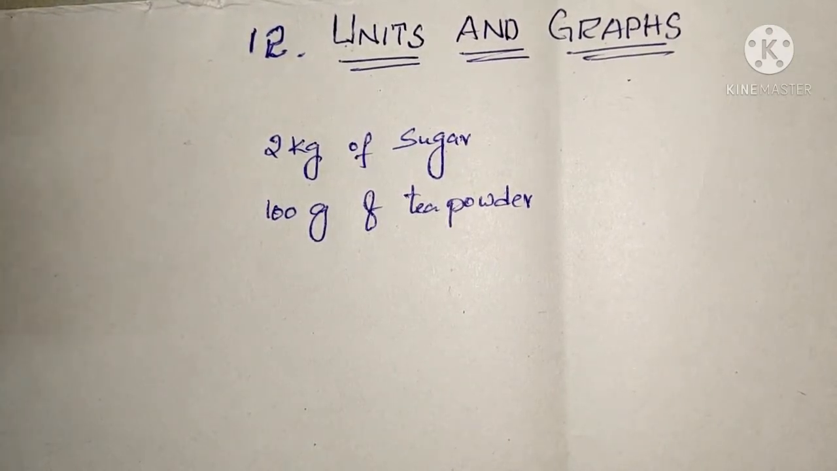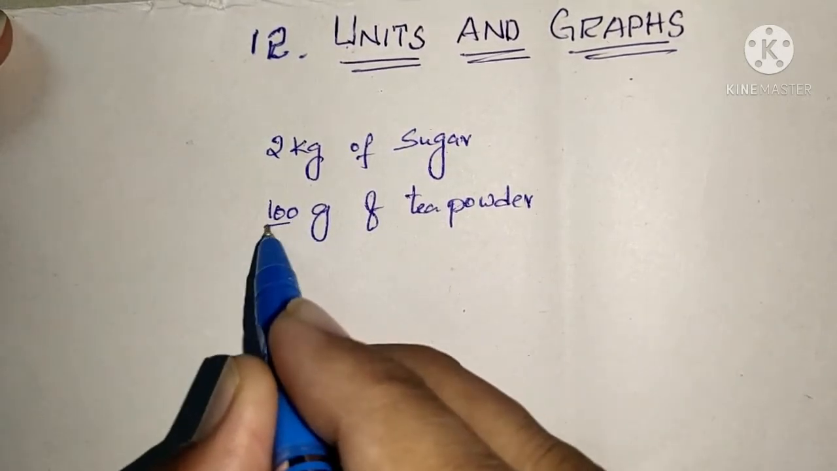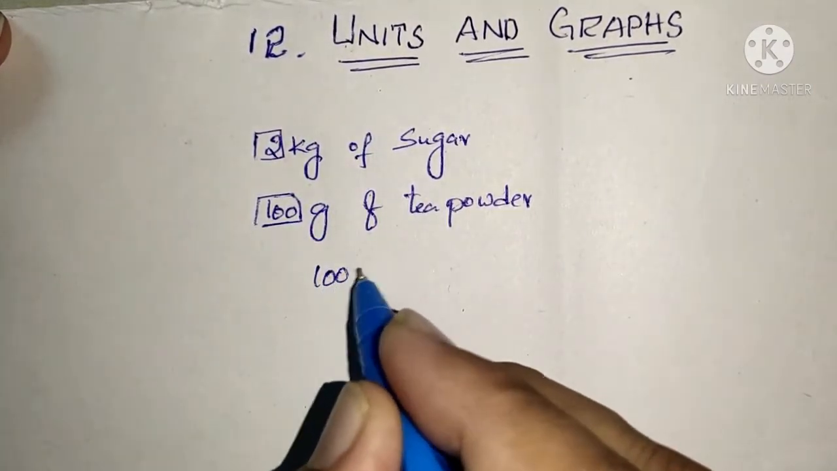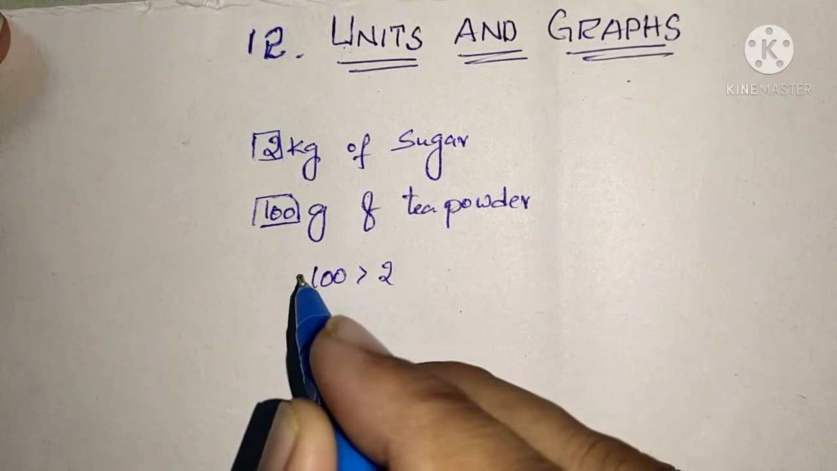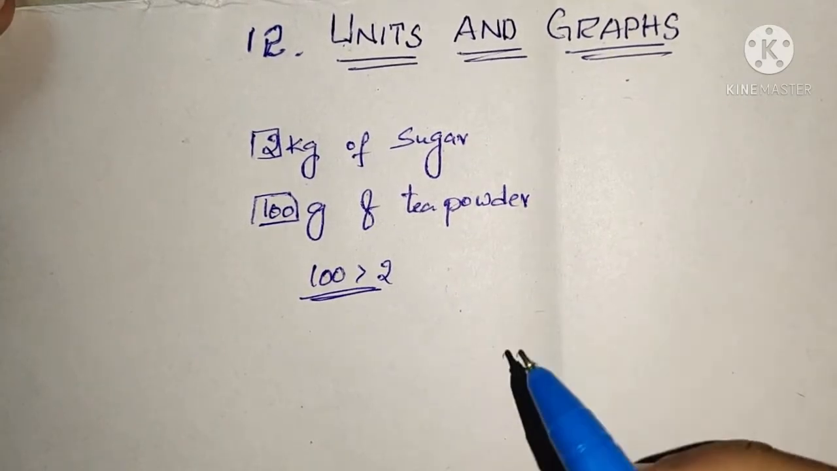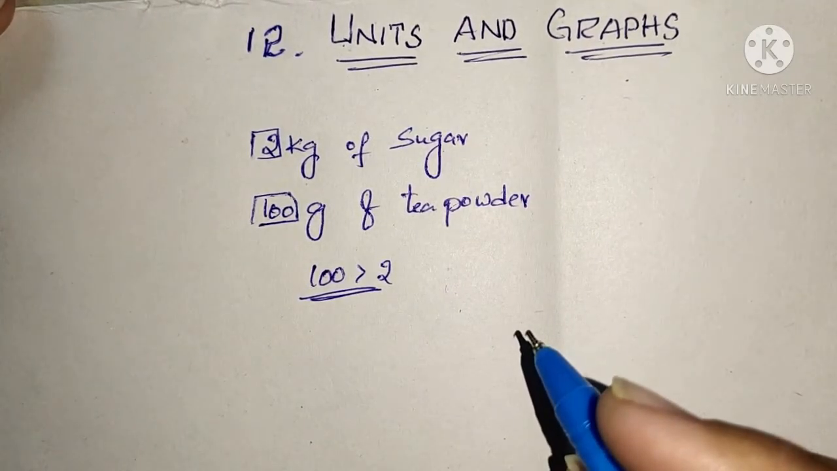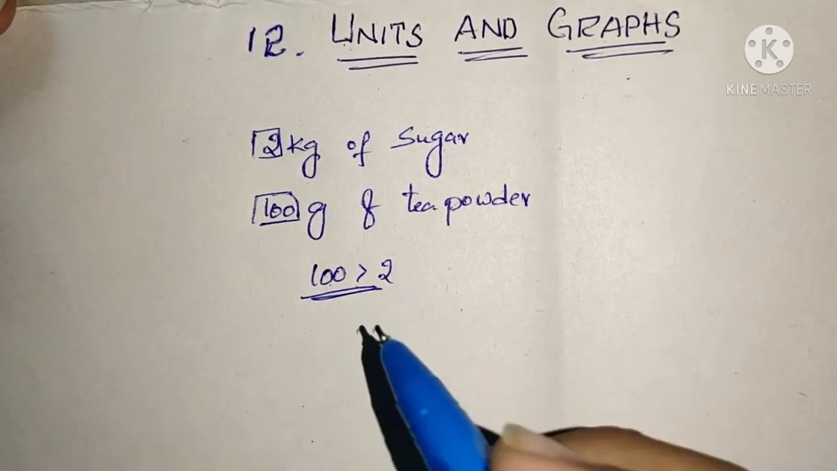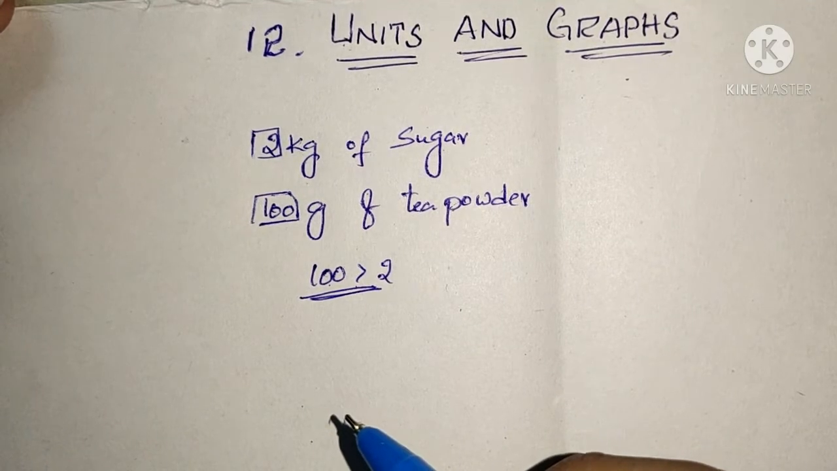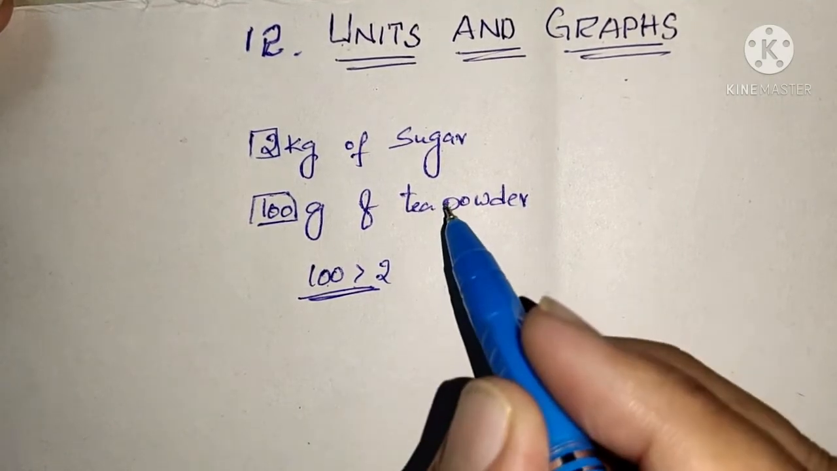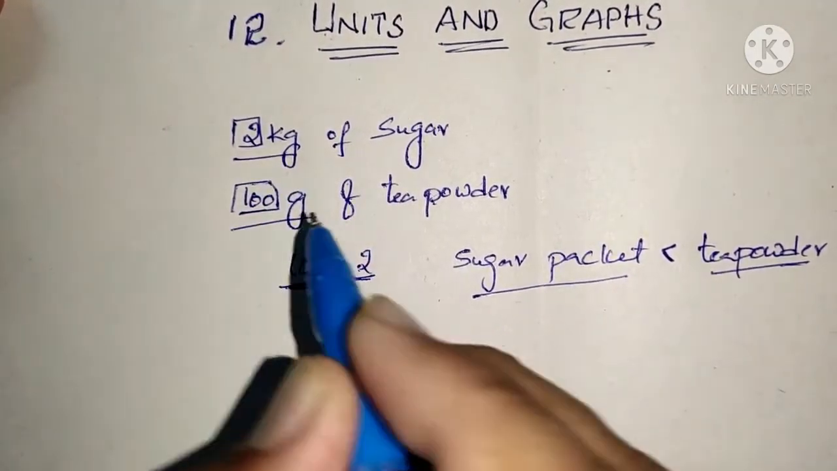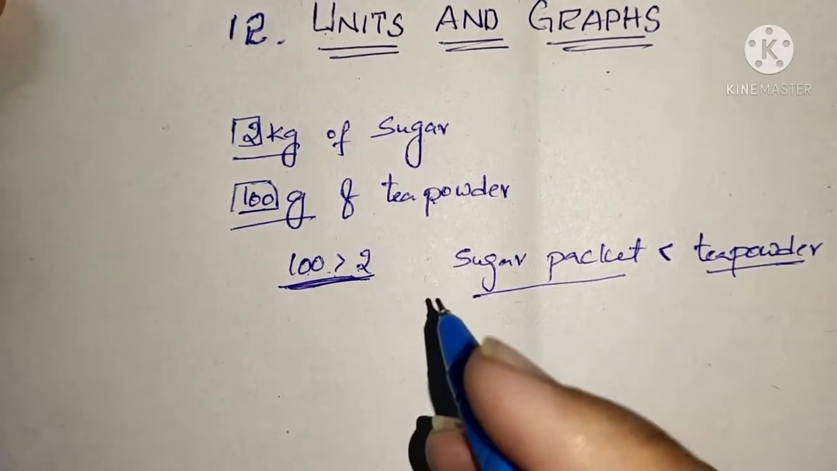Salim looked at the packets, but Salim knows that the number 100 is greater than the number 2. But after seeing the packets, Salim got the doubt that if the number 100 is greater than 2, why is the packet of tea powder smaller than the packet of sugar? 2 kg or 100 kg? So of course your answer will be 2 kg.